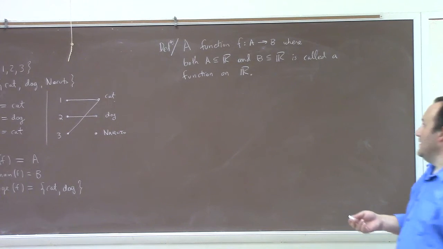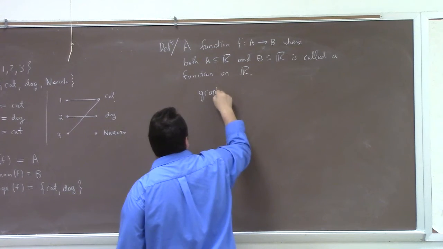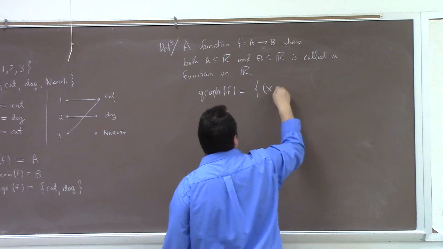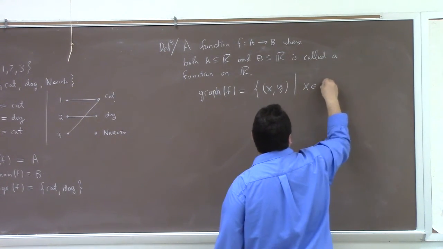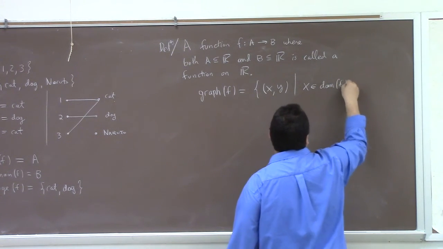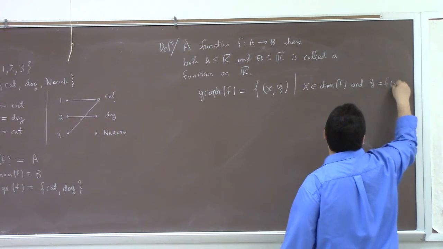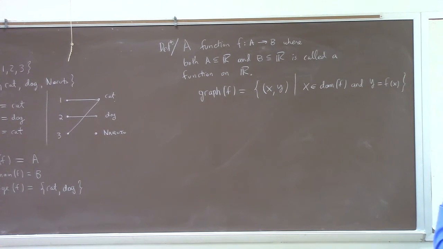All right? And for this, we can define the graph of such a function to be the set of ordered pairs x comma y such that x is in the domain of the function and y is equal to f of x. So the graph of a function is a set of ordered pairs such that y equals f of x, and x has to be in the domain of the function.